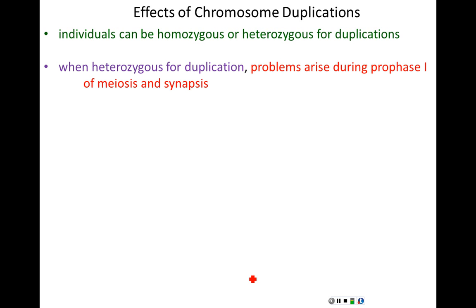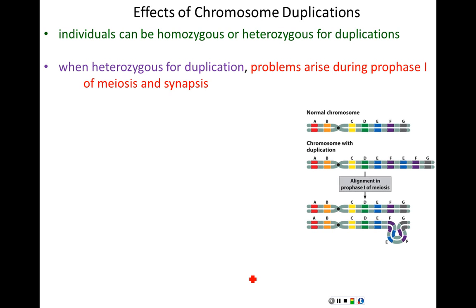When an individual is heterozygous for a duplication, the first set of problems we see arise during prophase 1 of meiosis. You see, in prophase 1 of meiosis, we're supposed to have synapsis. We're supposed to have homologous chromosomes line up right next to each other, side by side, almost zipping up together with all of their homologous regions touching one another, getting ready for crossing over.